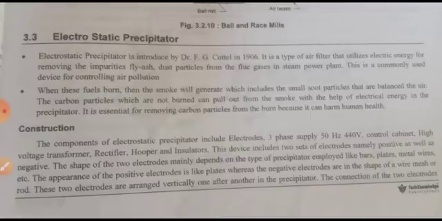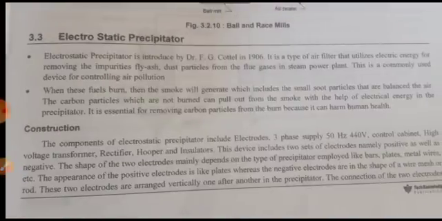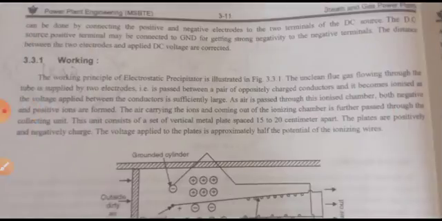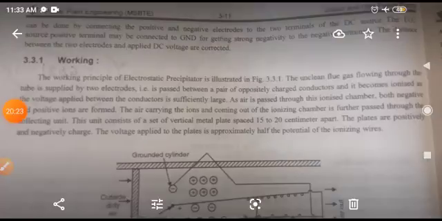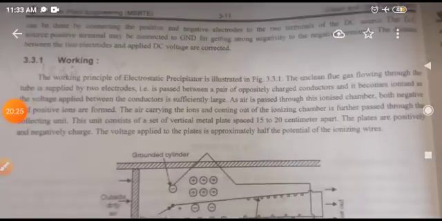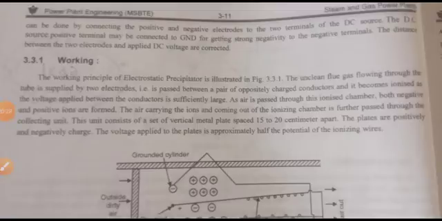The connection of the two electrodes can be done by connecting the positive and negative electrodes to the two terminals of a DC source. The DC source positive terminal may be connected to ground for getting a strong negative charge at the negative terminal. The distance between the two electrodes and the applied DC voltage are corrected accordingly.